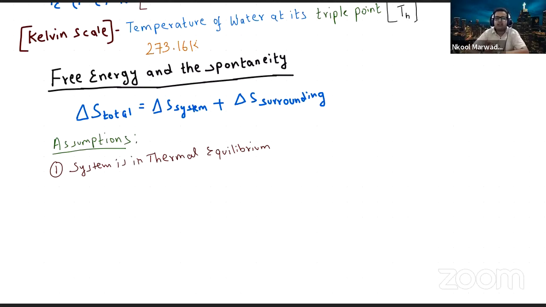It means there should not be any net change in the temperature. Temperature change will be taking place because of flow of energy from system to surrounding. It's not a closed system. Whatever analysis we will be doing, we will not be doing in an isolated system. So flow of energy will be taking place, but net change in temperature is zero. That is the thermal equilibrium. So the system should be in thermal equilibrium with its surrounding.